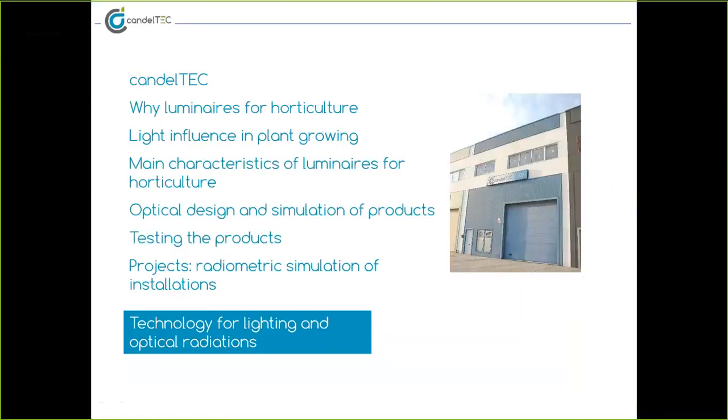Hello, this presentation is related to the design, testing, and use of luminaires for horticulture. But first, I will introduce some ideas about the influence of light in the development of plants.